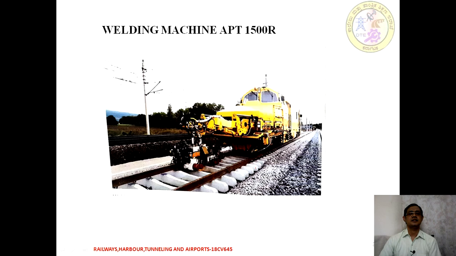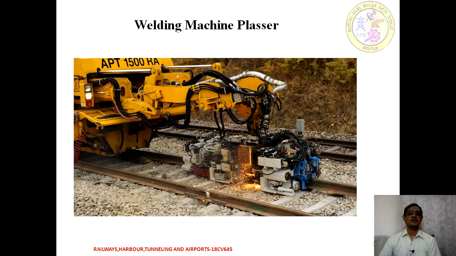The next type of machine is the APT 1500R. That is once again a pressure machine. The advantage of using this is that whatever thermite welding or type of welding is adopted, it may be SWR or LWR, these machines work continuously without any human interference, and the accuracy and exact welding shapes are maintained. This is the advantage of using the welding machine APT 1500R.